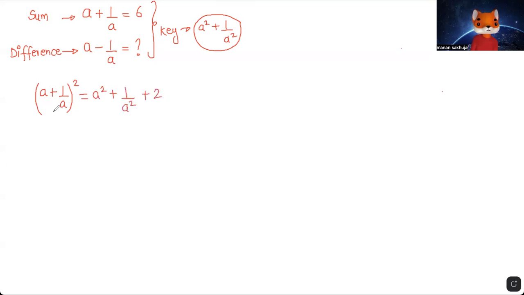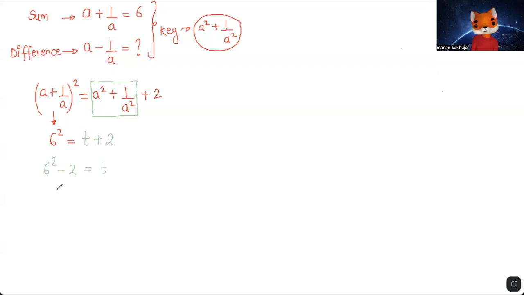Now students, there is a basic rule of maths. Whatever is known, just plug in the value. So a plus 1 by a is given 6, so it becomes 6 square. Now students, if we look at this whole quantity inside the green box, I don't want to write it again and again. So I'm going to call it t. Now, t will become 6 square minus 2.